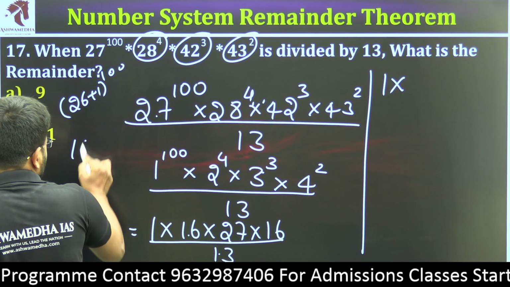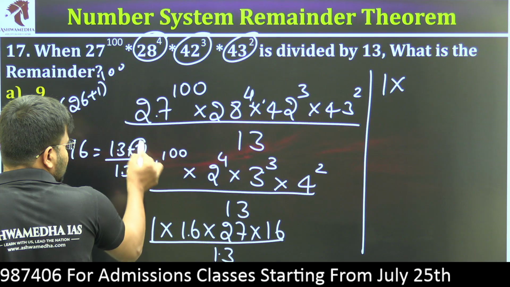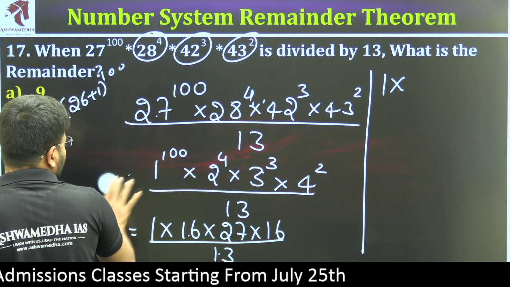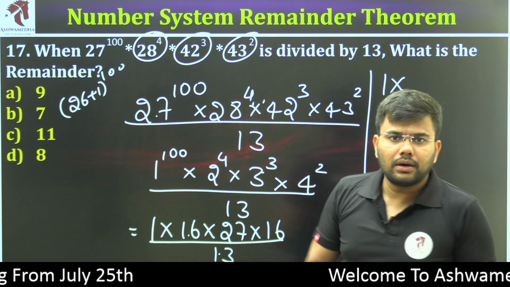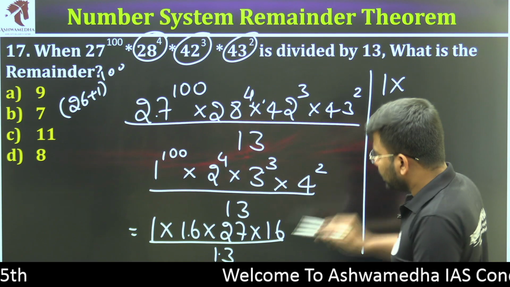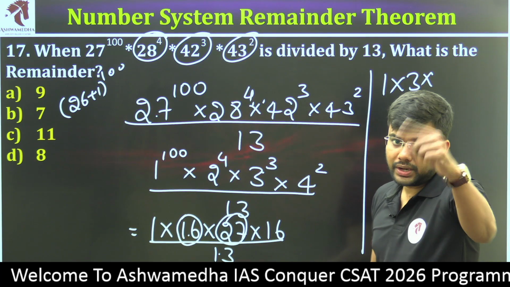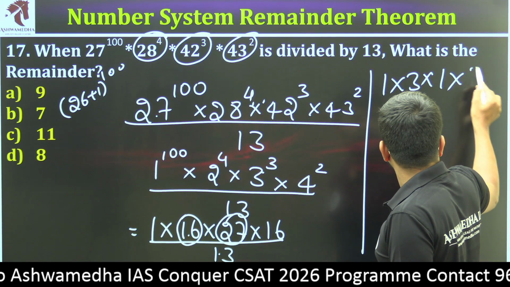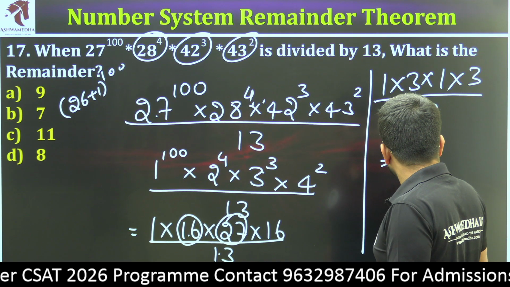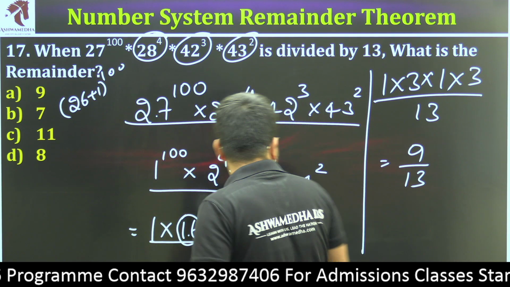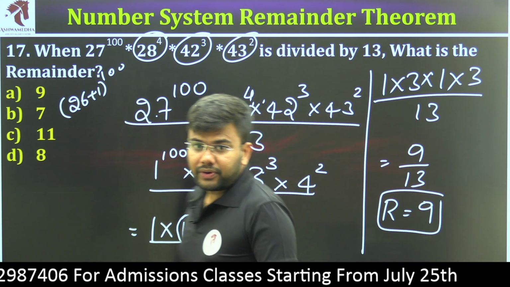Look here. 16 can be written as (13 plus 3) divided by 13. 13 cancels. What is the remainder? 3 is the remainder. That's how you write the numerator in the remainder theorem. Now 1 into 16 remainder is 3, into 27 remainder is (26 plus 1), that is 1, into again 3, divided by 13. 3 3s are 9. When you divide 9 by 13, what is the remainder?